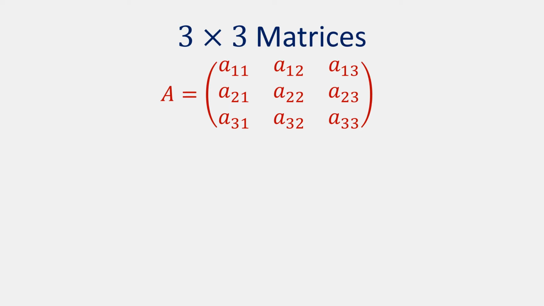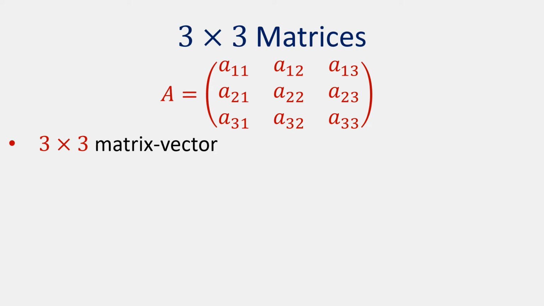For 3 by 3 matrices, the process is very similar. Here's our general description of a 3 by 3 matrix. We have 3 rows, 3 columns. The individual entries in this matrix, we index first of all the row and secondly the column. So here we have the entry in the third row and second column.